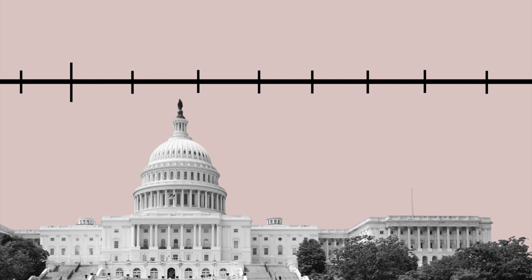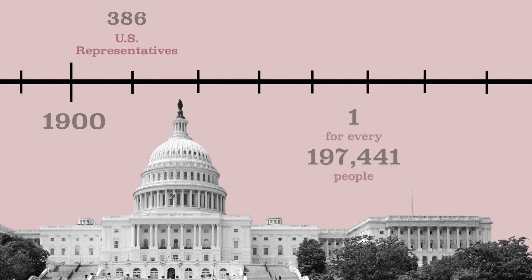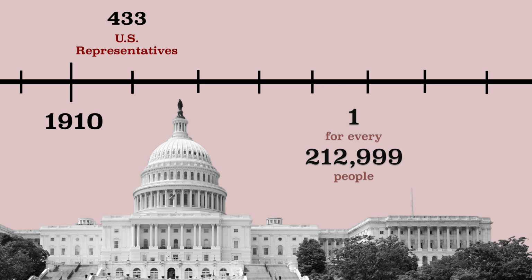154,428 constituents. After the 1890 census, its membership rose to 356, or one representative for every 176,909 constituents. After the 1900 census, its membership rose to 386, or one representative for every 197,441 constituents. After the 1910 census, its membership rose to 433, or one representative for every 212,999 constituents. Can you feel the representation being lost?